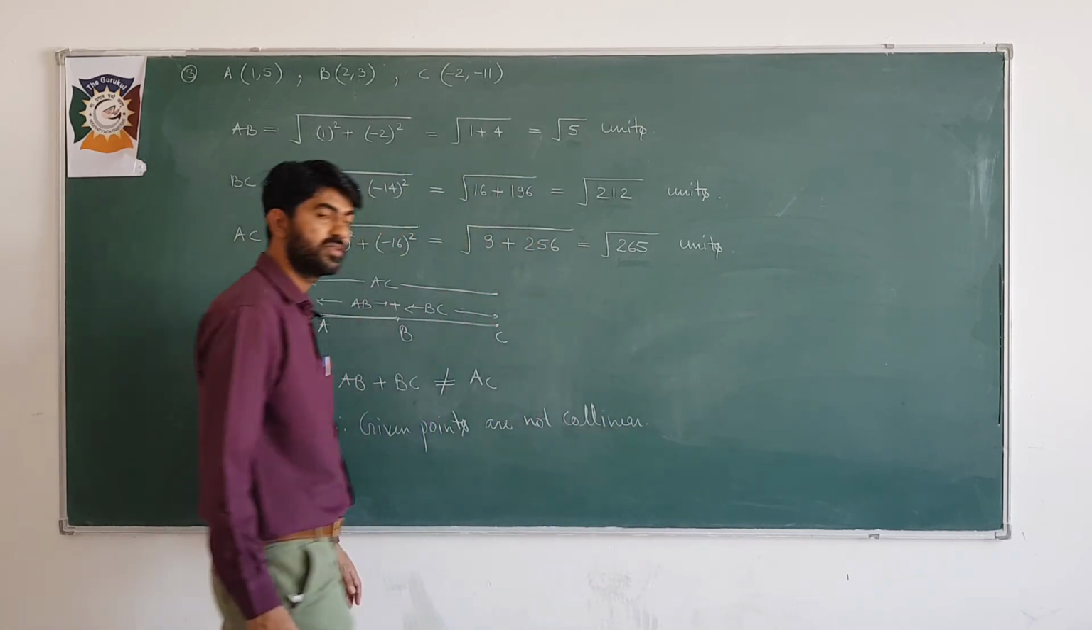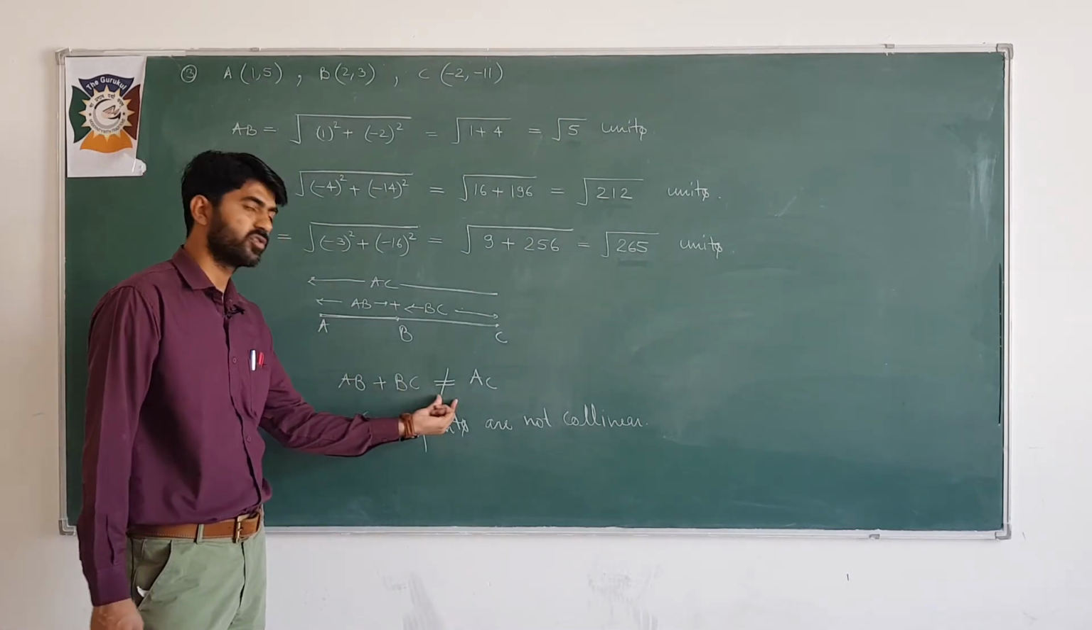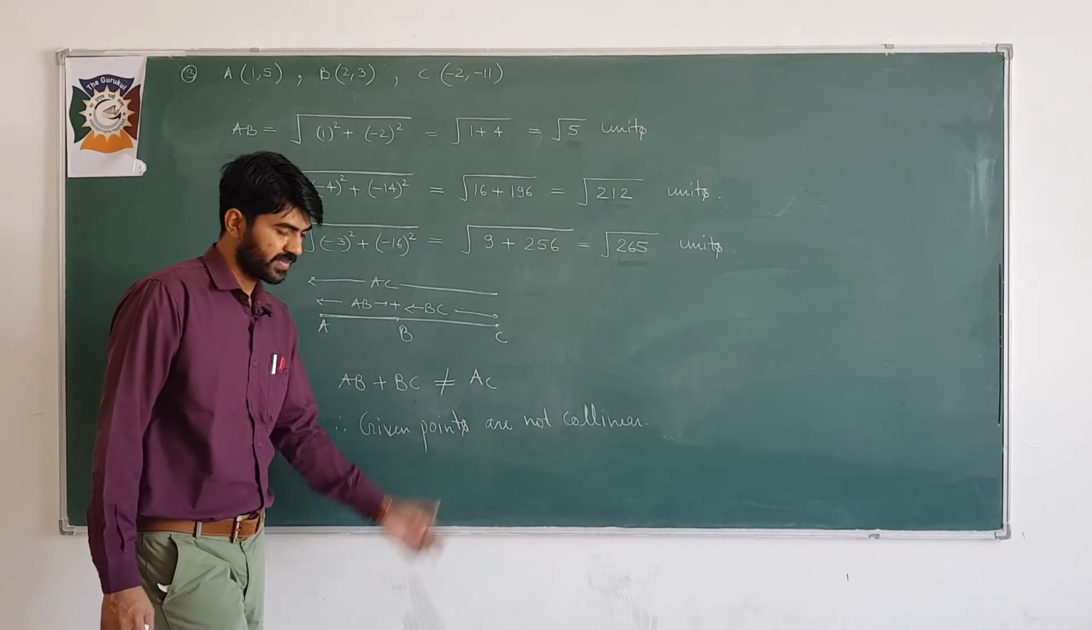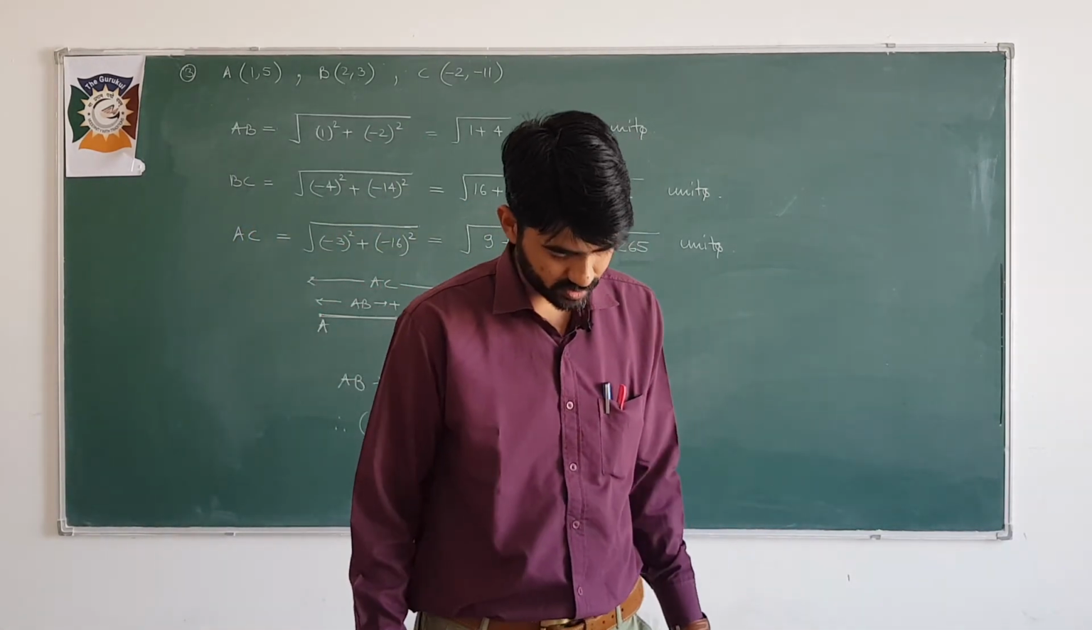These points are not collinear. If they are collinear, then this will come out equal to AC. Okay? So this way we can decide whether the given points are collinear or not.